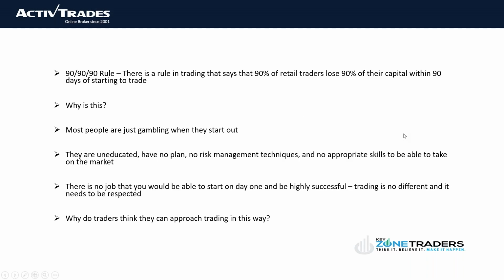Right, so the 90-90-90 rule. I'm sure most of you have heard of this rule, which says that 90% of retail traders lose 90% of their capital within 90 days of starting to trade. Why is this? The main reason is most people are just gambling when they start out. They are uneducated in trading, they don't have any real experience, and therefore they don't have a plan. As I said earlier, they don't have a real understanding of the risk management techniques that are needed, or of the actual risks involved in the market. Therefore they don't have the skills to take on the market, actually profit, and be efficient in the market.